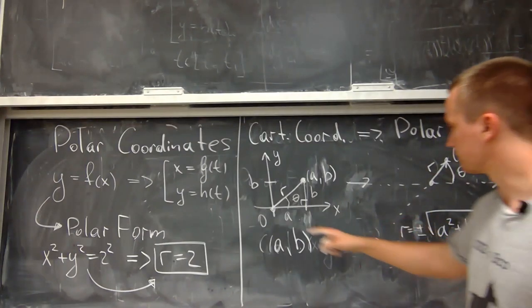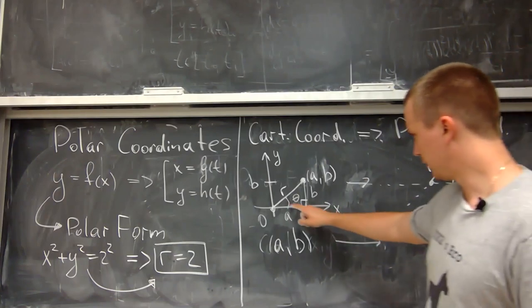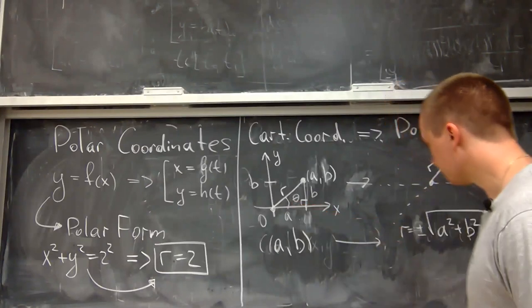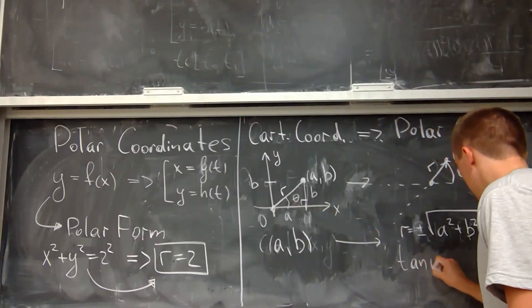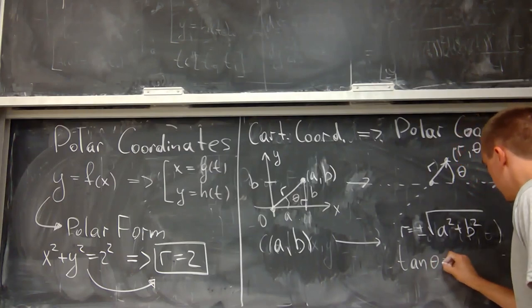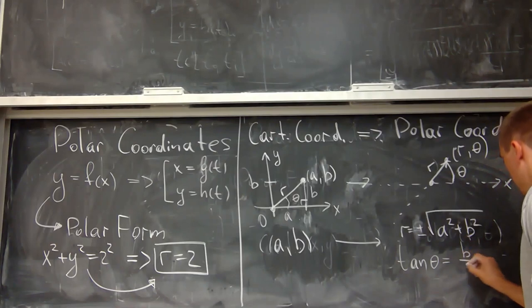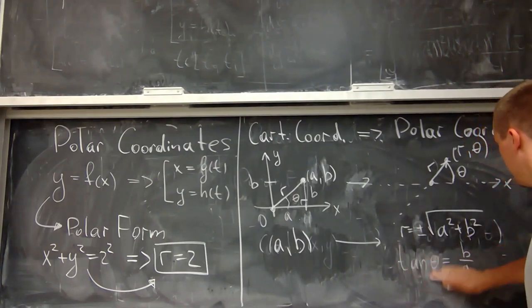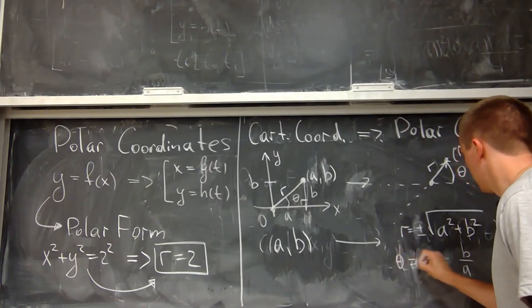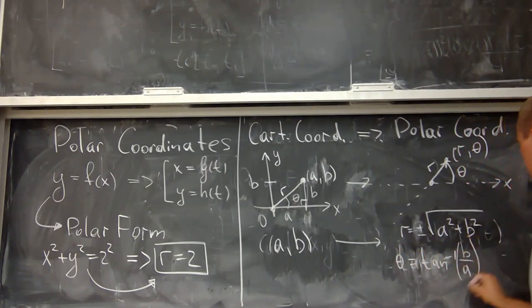And what about theta? Theta we can find by the following formula. If you're given this angle theta, then tangent of theta is going to be equal to B over A. So my theta is going to be equal to arctangent, so inverse tangent, of B over A.